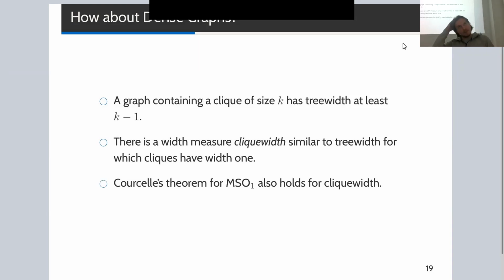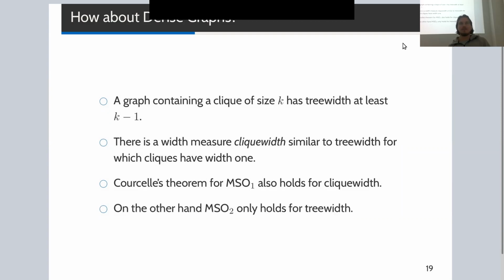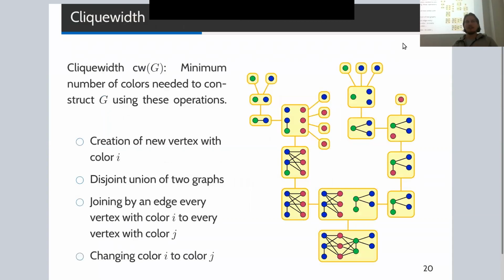And the MSO1 model checking still works on graphs of bounded clique width, but MSO2 breaks down. In the last lecture, we saw that dense graphs tend to be quite complicated from the perspective of MSO2. But let's talk a bit about what this mysterious clique width is.